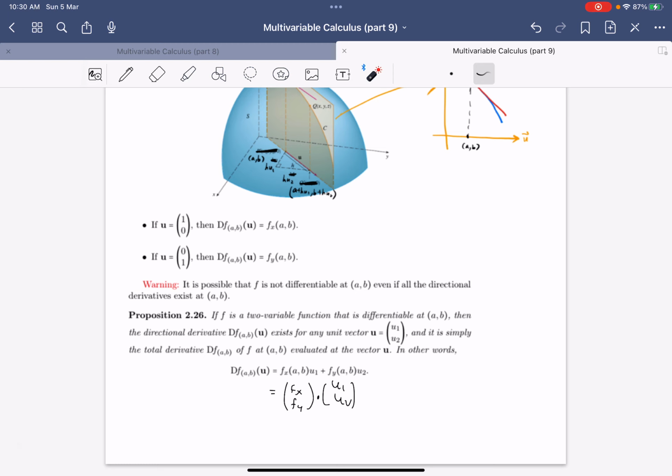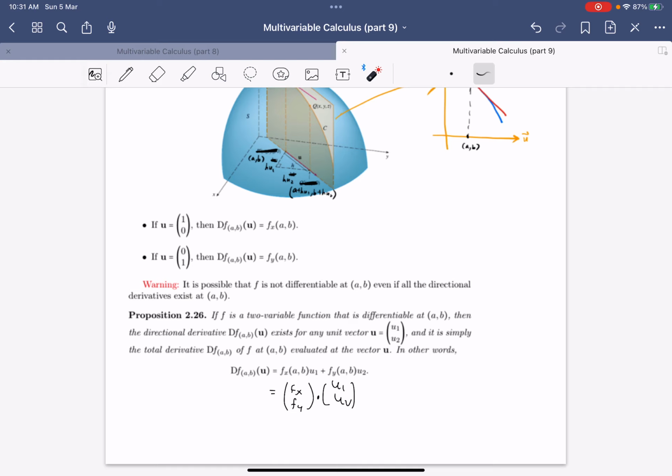And once you have the total derivative and you want to evaluate it at the vector u, then we know that the directional derivative is the following. It will just equal the total derivative dot u. So it will be this formula: fx times u1 plus fy times u2.